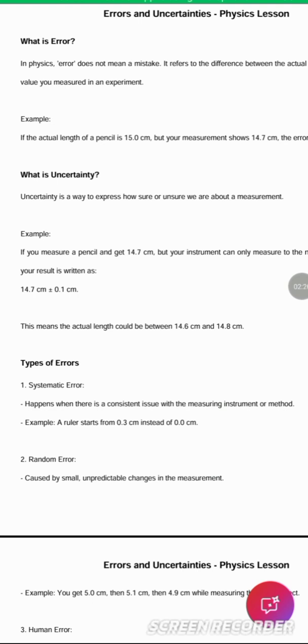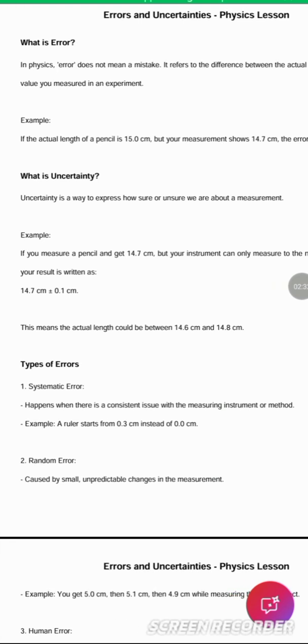So your final result will be written as length is equal to 14.7 centimeter plus minus 0.1 centimeter. That plus minus 0.1 centimeter tells everyone that you're not 100% sure. Your answer could be slightly more or slightly less. And that's not bad. It's actually a scientific way of being honest.